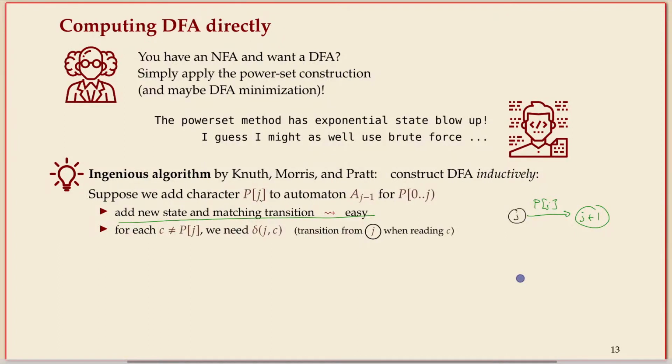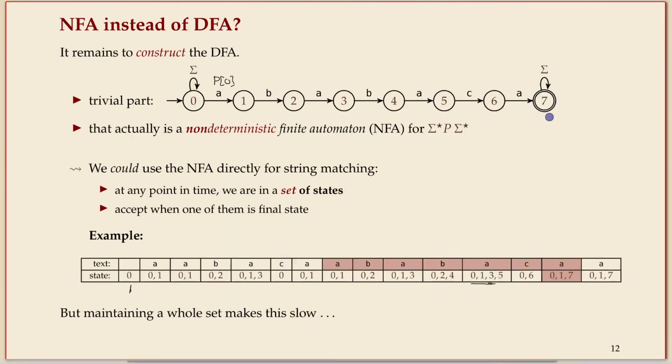But we need more. We also need the case that when we're in the state j, which previously was the accepting state, right? So okay, let me go to the example again. Here, the pattern has length 7. That means state 7 is the accepting state, and I don't need to worry what happens in that state because it always just had this loop. You found the pattern, happily stay where you are.